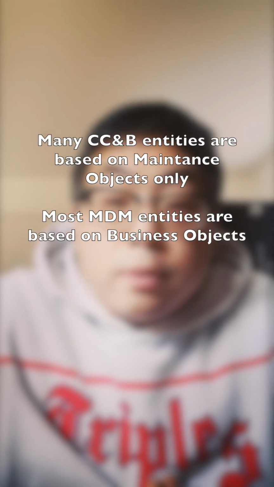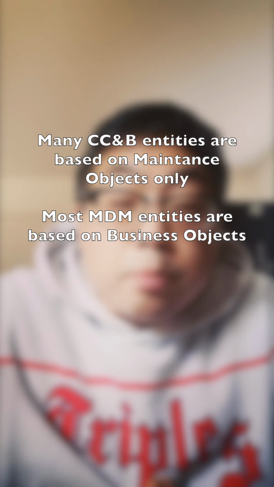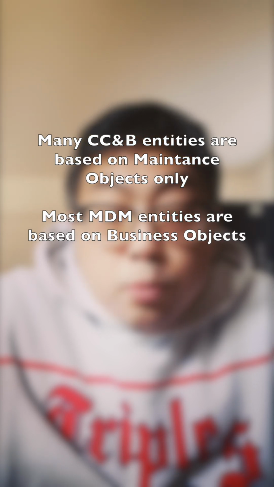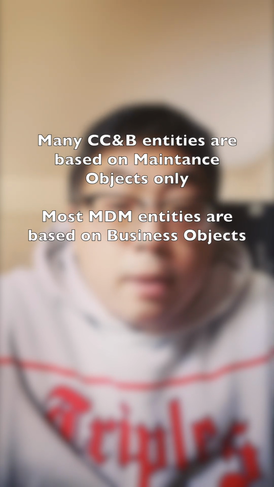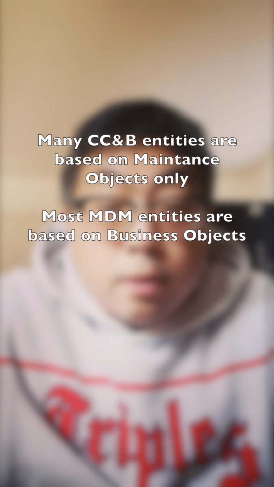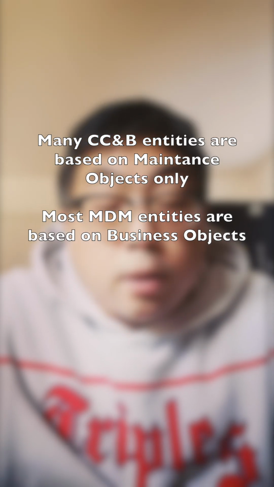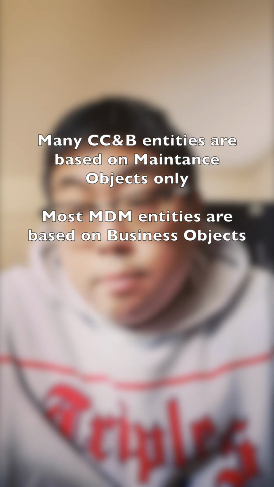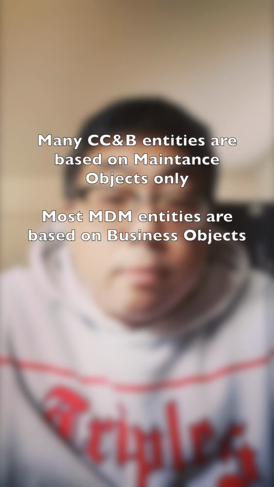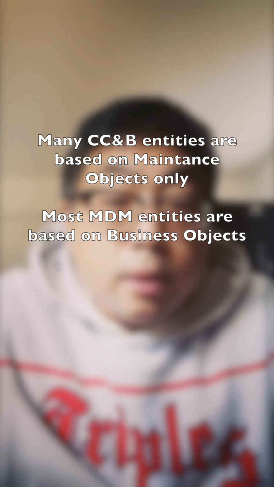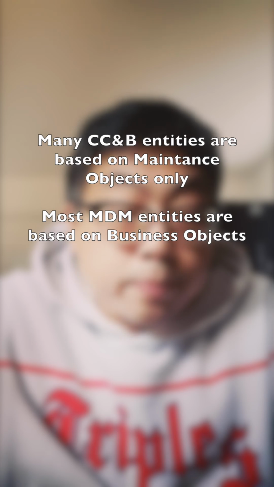So in the early days of CCB, objects are built directly on top of maintenance objects. So that's why you won't be able to see the business object for the CCB entities, including account, person, and service agreement, for example.